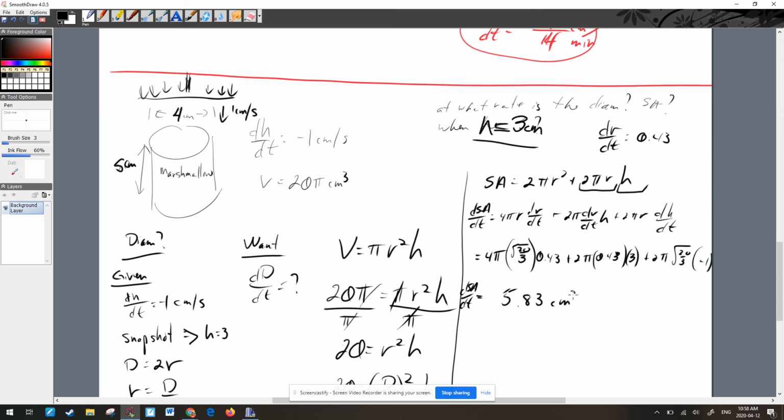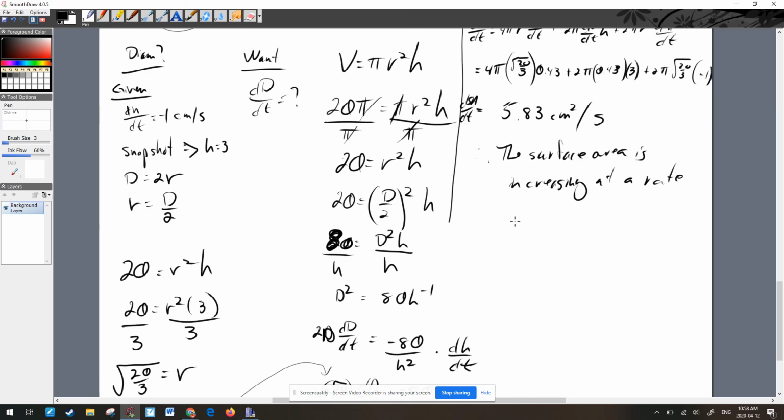5.83 centimeters squared per second. So our concluding statement is, therefore, the surface area is increasing at a rate of 5.83 centimeters squared per second.